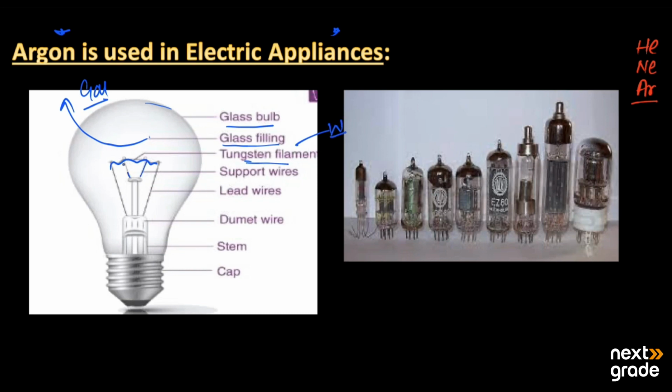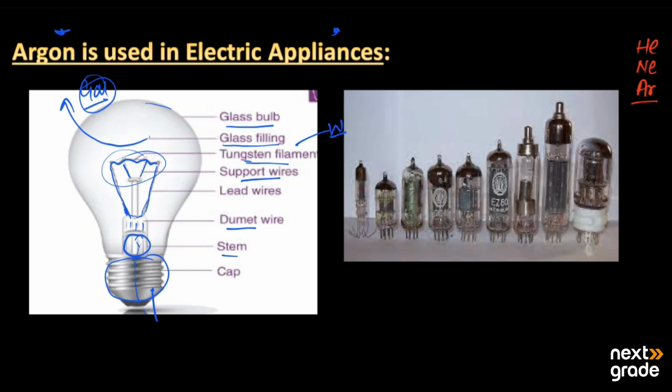Then we have the supporting wires. Then we have the lead wires, in which one is the electrode providing potential. Then we have the dumet wires in this filament. Then we have its stem part, and this is the cap which is inserted in the electrical socket, or the electric source. So when we put it in the electric source, it provides the energy, and there is a glow production because it is filled with argon gas.